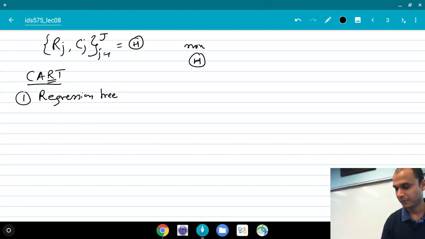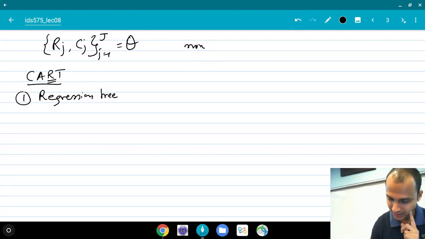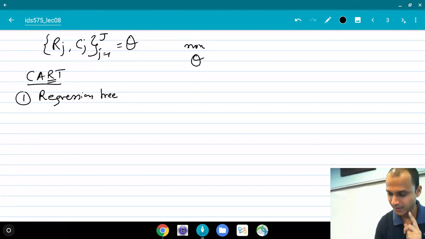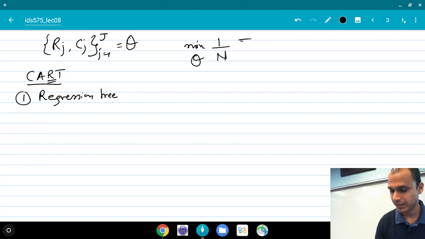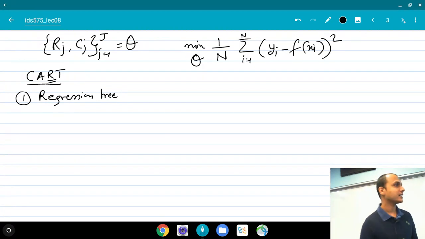I'm using capital theta. Some bunch of things. I want to minimize this over 1 by n, which is my number of data points, sum over i equals 1 to n of yi minus f of xi squared. This is my loss function on my training data, the square loss function, and I want to minimize this.